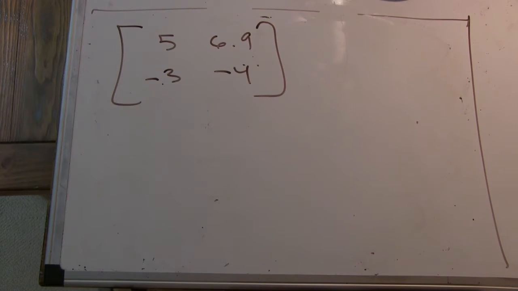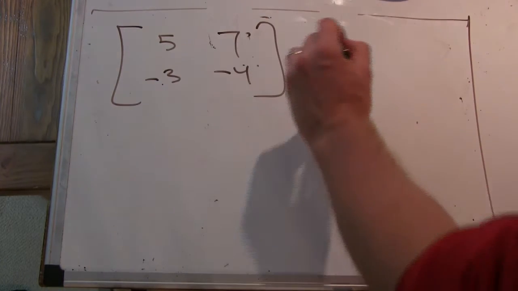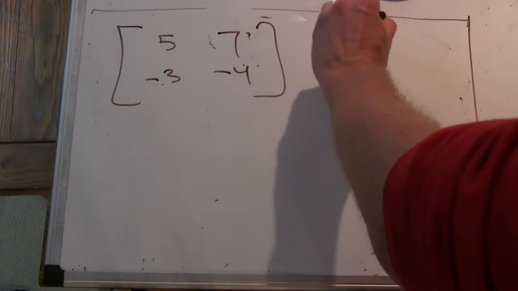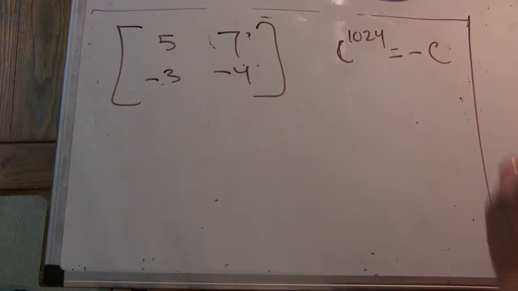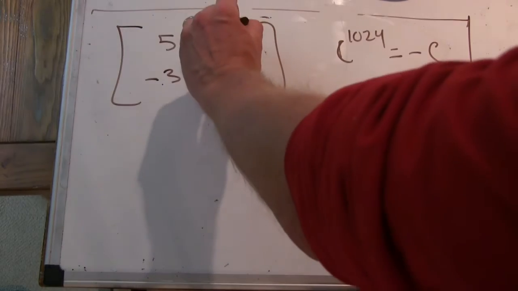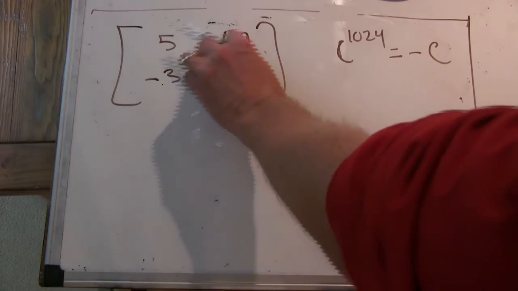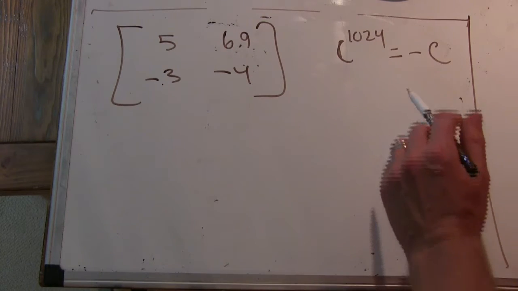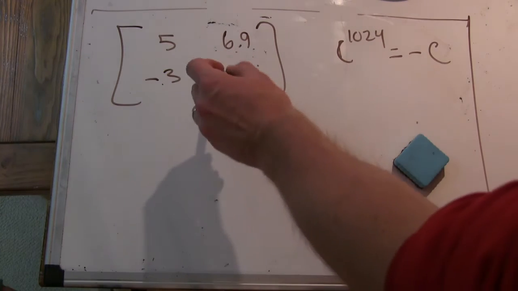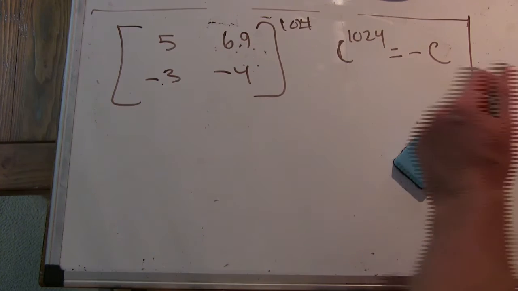Okay, so this is the last one. For the last one we found that c to the 1024 equals negative c, and you did a nice explanation of that. Now it's just changing this term to instead be 6.9. The question here says, basically, show that the terms of this to the 1024th power go to 0.